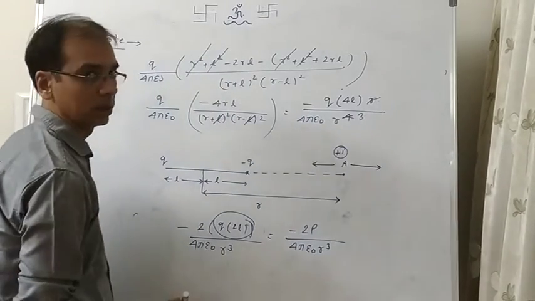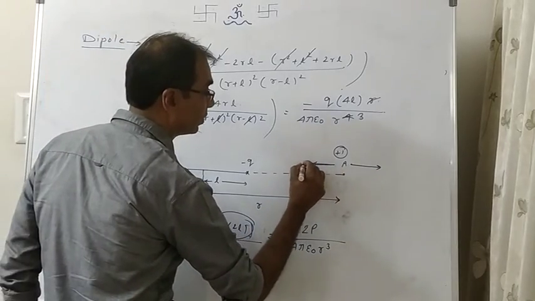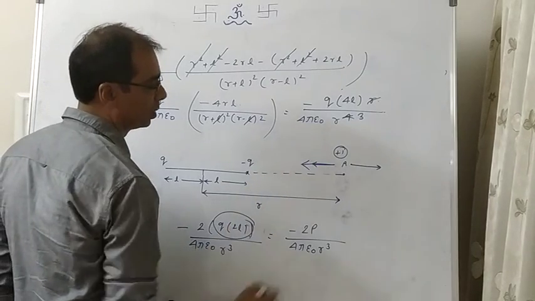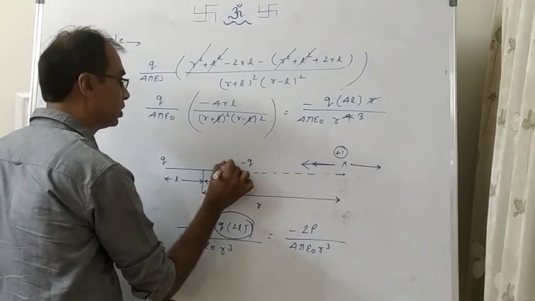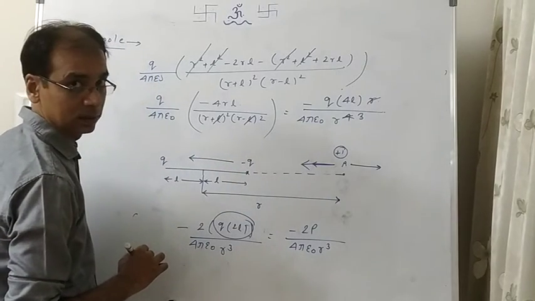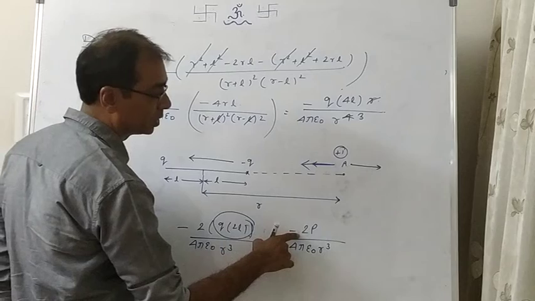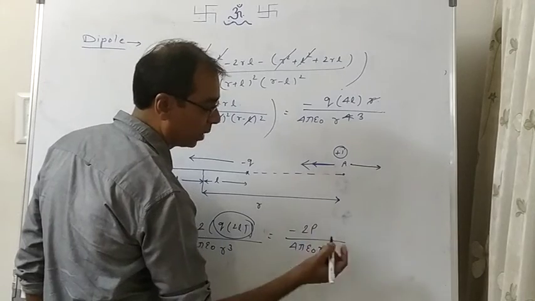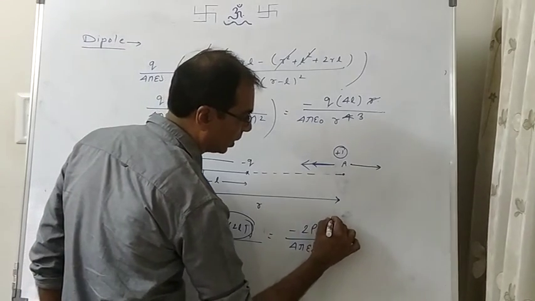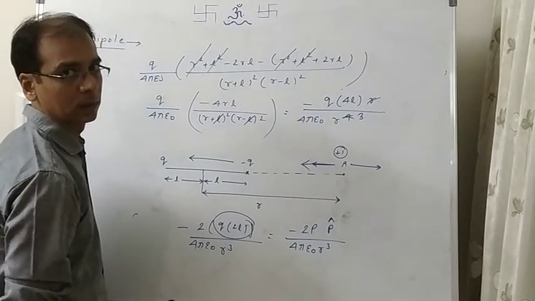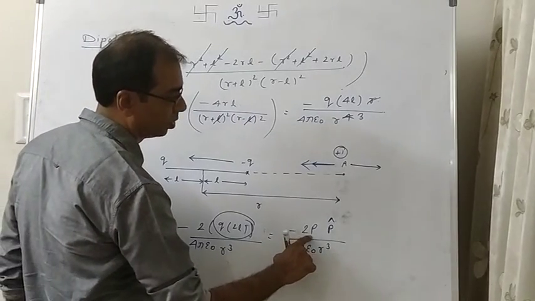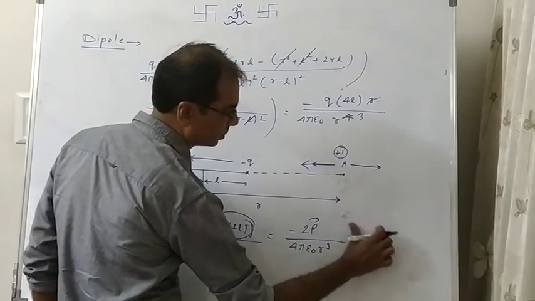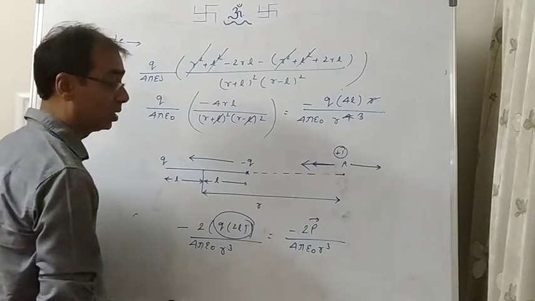Now this minus means what? It means the direction is towards left. Is it also the direction of the dipole moment? Yes. So what can I do in this one? We can write this as the direction of the dipole moment. That means we can multiply here like this. Correct or not? And the magnitude of the dipole moment into the unit vector, that means this becomes a vector. So minus 2p by 4 pi epsilon naught R cube.